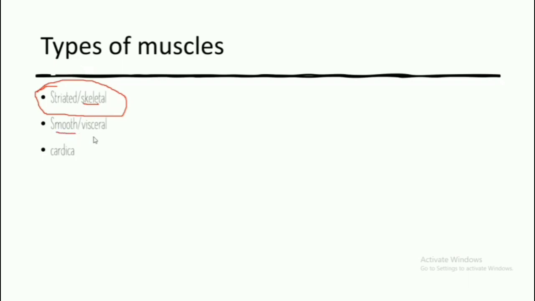There are smooth muscles, which are also called the visceral muscles, that is the internal muscles, and then there are the cardiac muscles. When we talk about the striated muscles or the muscle fibers, they are cylindrical in shape. Then they are syncytial in condition. Syncytial means there is more than one nucleus present. It is a multinucleated condition. The nucleus may be present at the periphery.